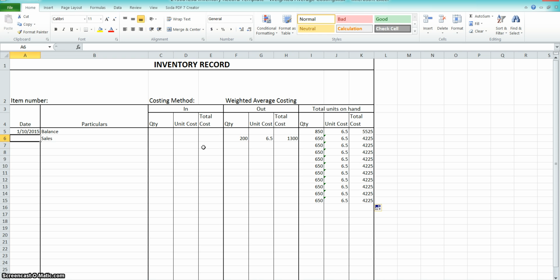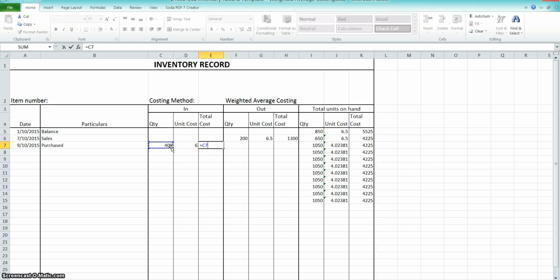So on the 9th, sorry, I should put the date in there. That was the 7th of October. So on the 9th of October, we purchased 400 goods at $6. So we'll say purchased. If we purchase goods, our inventory will increase, so that's coming in. 400 goods. See how everything is updated over here? The unit cost was $6, and then that equals our total cost, 400 times by $6, which again updates this.